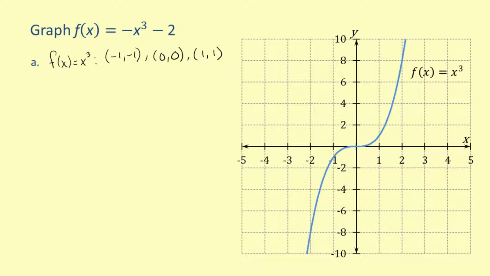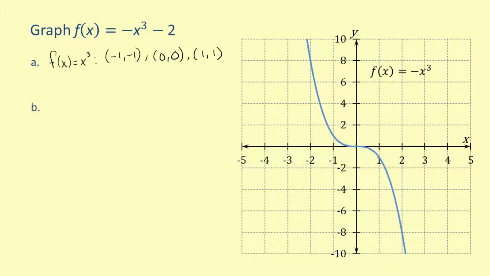Next, we'll want to look at the graph of -x^3. Since x^3 is negative here, we know the graph will be reflected over the x-axis. Here is the graph of -x^3. Using the same x-coordinates, we can determine that this graph passes through the points (-1, 1), (0, 0), and (1, -1). Here, we can see that the graph of -x^3 is decreasing over the real numbers.